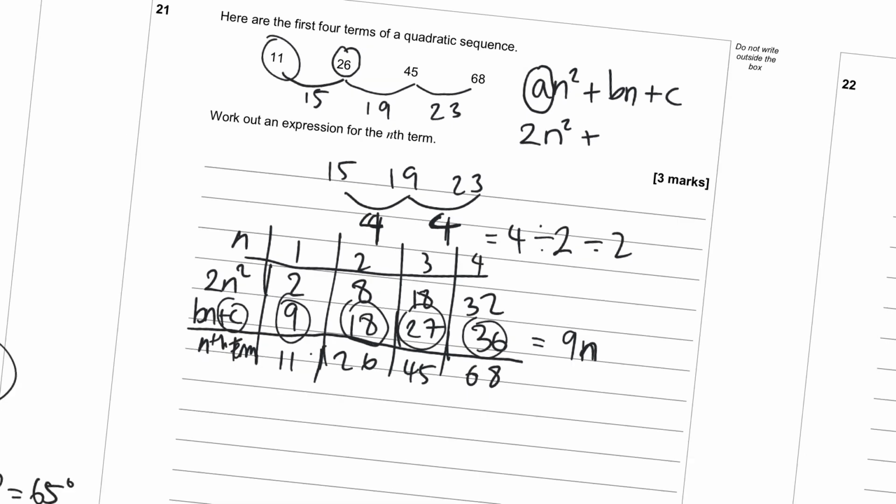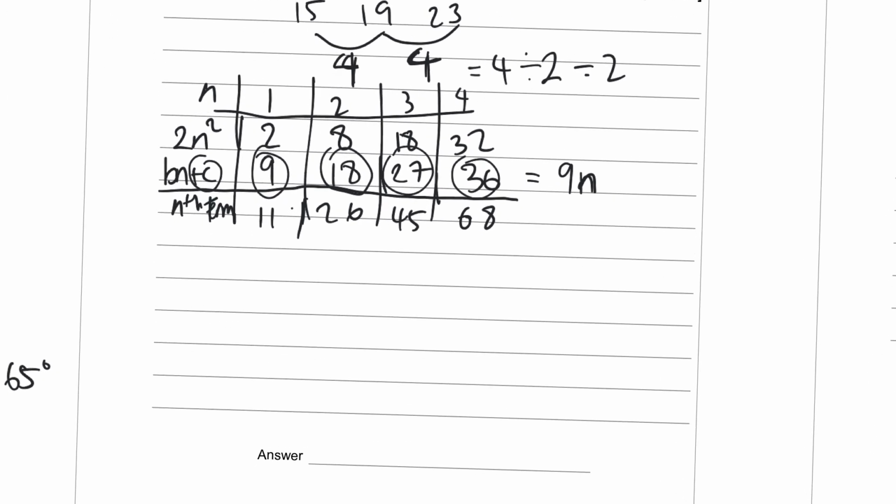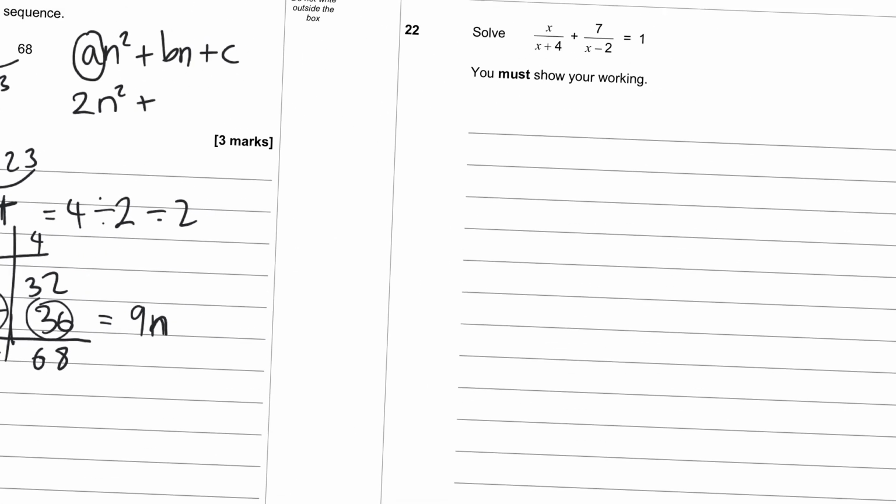So really and truly, the answer is 2n squared plus 9n. So that is our final answer for that. So I hope that made sense.